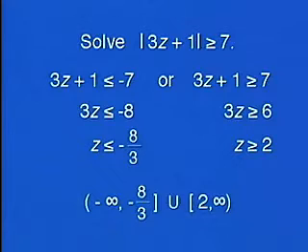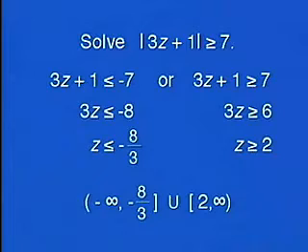Looking at this in our set notation then, we're looking at all the values of z that are between negative infinity and negative 8/3, including the negative 8/3, and all values of z greater than or equal to 2, so that would be the interval from 2 to infinity, including 2.